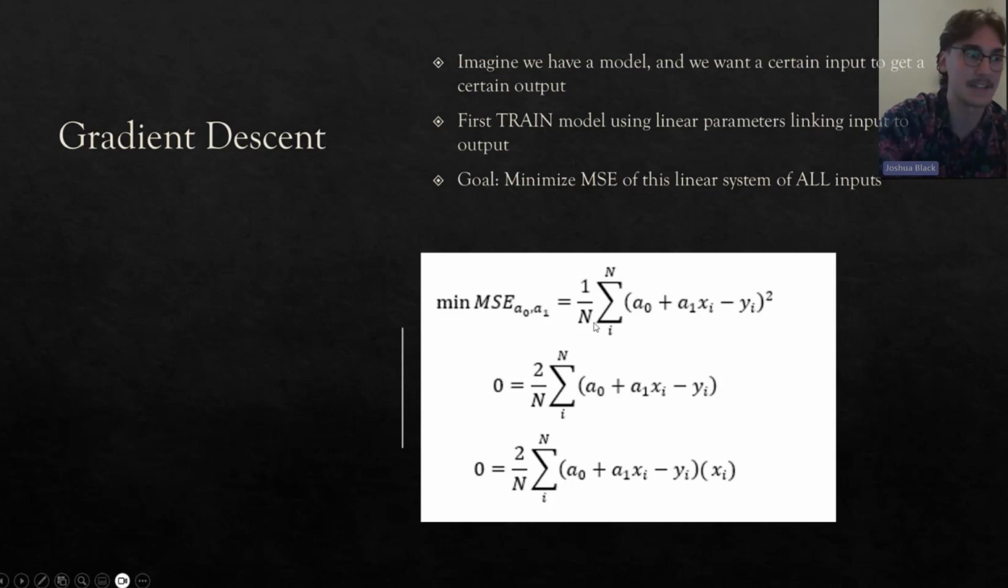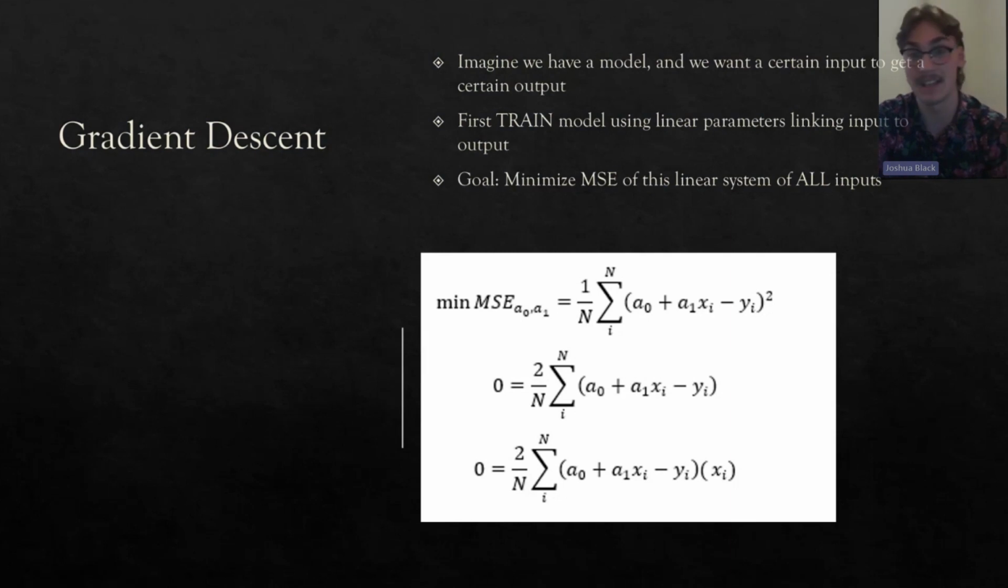It sums up all of your squared errors, then divides it by how many inputs you have. So it takes the mean squared error, and you want to minimize this. We want to have the smallest squared error as humanly possible.